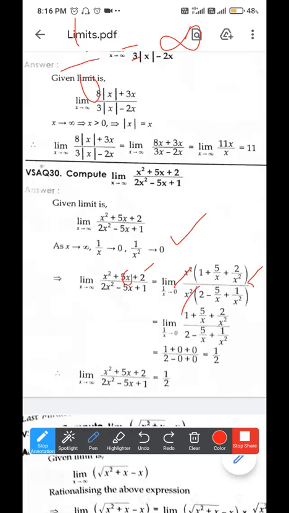Now 1 by x, as x tends to infinity, will become 0. So this will become 0, this will become 0, this will become 0, and this will also become 0. So your answer is, what is left? 1 by 2. 1 by 2 is your final answer.